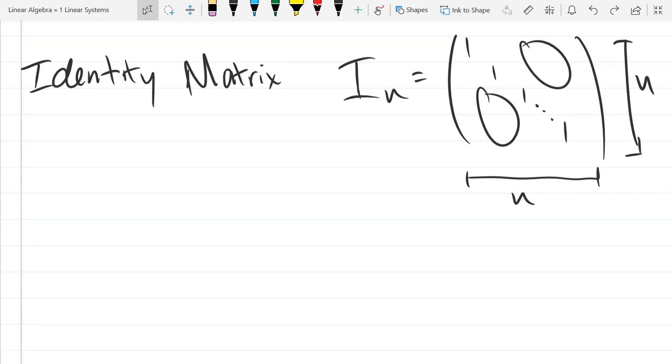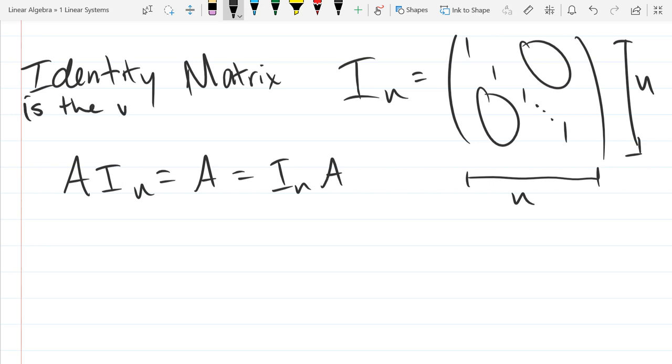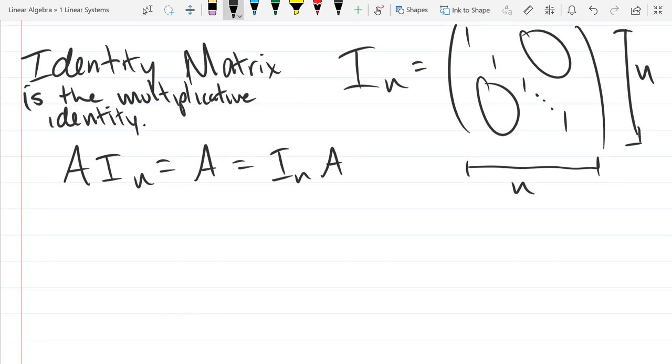I'll just write, without going into detail, how multiplication looks with the identity matrix. It acts like one when it comes to multiplication. It's what we call the multiplicative identity. So it's not the zero matrix. The zero matrix would be the additive identity: just like zero, when you add, it doesn't change anything. One, when you multiply, doesn't change anything. So that's our identity matrix.